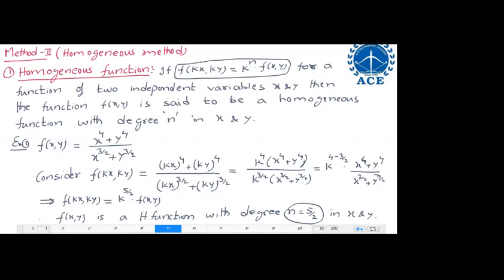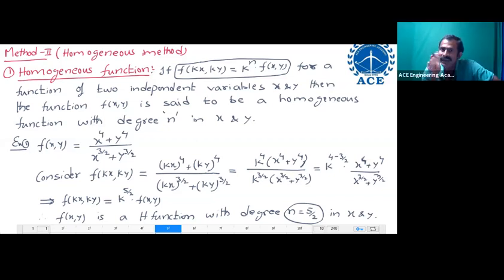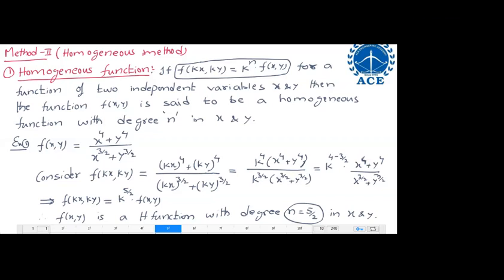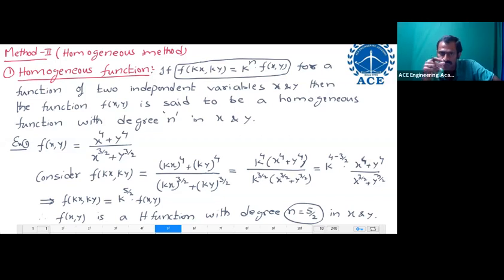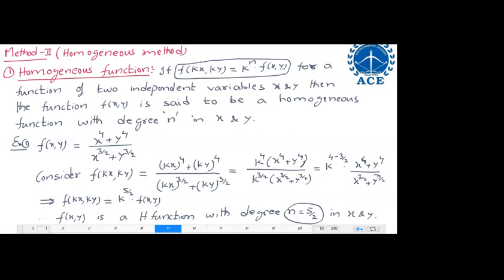Okay. And sir, in the GATE exam, if they give one question, then do we need to check all 6 methods, sir? No, after practicing all these, we can directly identify and tell the method. You get an idea by looking at this function f of x, y. Okay, because in some problems you said, in the last problems you explained, it will be solved by all 3 methods.